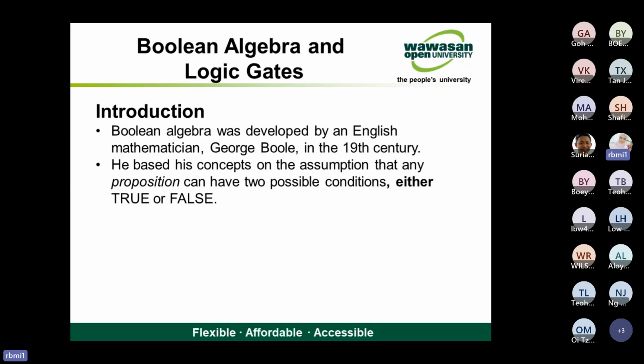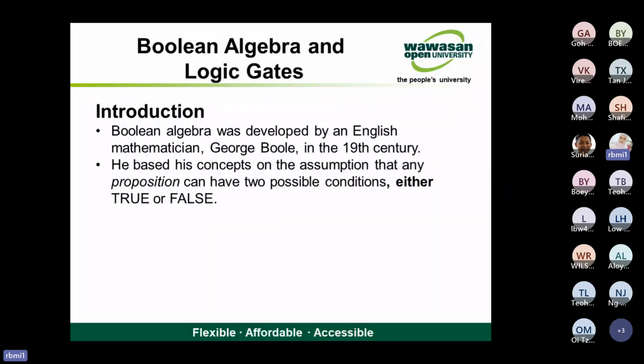For example, a proposition: we say the cat in a box is dead. We have a cat in a box and we say that the cat is dead. It can be either true or false. If it is true, then the cat is indeed dead. If the proposition is false, then the cat is still alive. Between two conditions only.